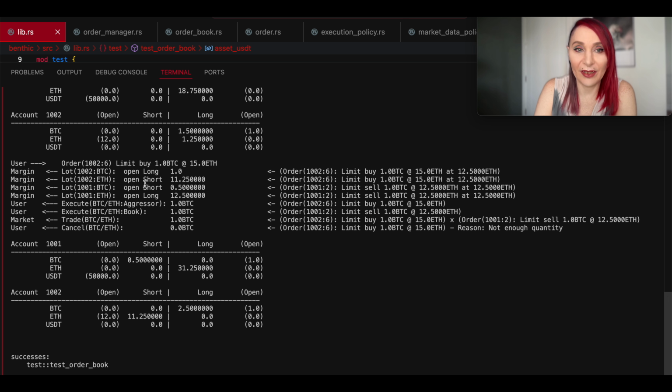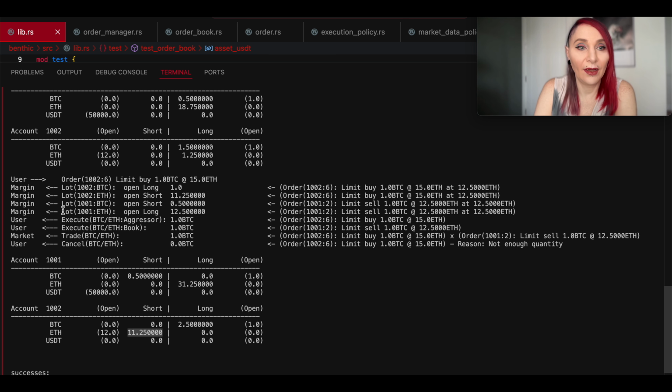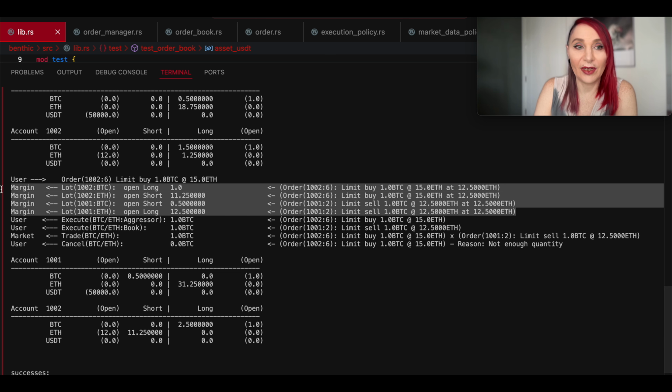It goes short, right? We open a short lot. So you can see on the short side, user 2 has 11.25. So they're now owing 11.25 Ethereum, right? We can also see that user 1 goes short half Bitcoin because they had half Bitcoin. When they deliver that 1 Bitcoin, they're now short half Bitcoin, right? So that's our lots being matched.